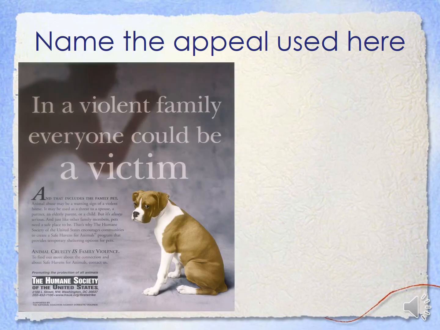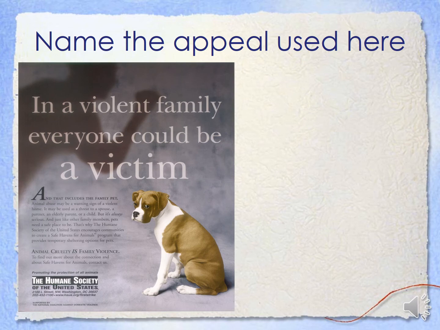So here, let's look at this picture. In a violent family, everyone could be a victim. They're actually trying to convince people not to be cruel to animals, and that if people are being cruel to animals, they could also be cruel to people, right? So animal abuse is something that we need to think about.